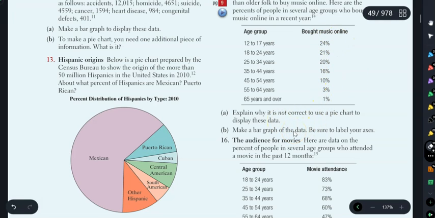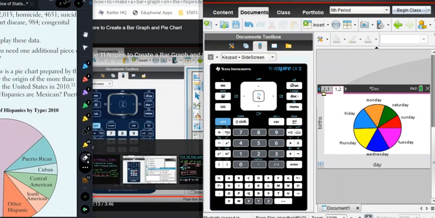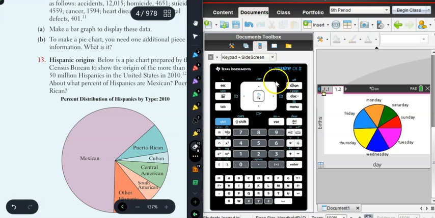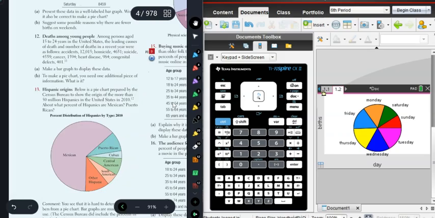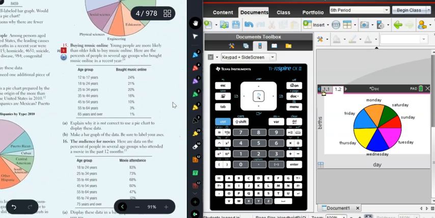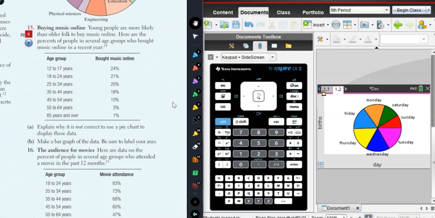Make a bar graph of the data. So let's make another bar graph. Well, let's go back to where we were. Let me set up my little tables here. And I'm going to zoom out right here if it allows me to. And we've got these age groups right here. So we can do the same thing. We're going to enter data and statistics.